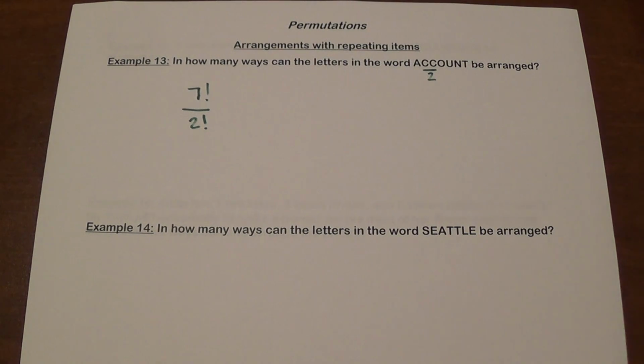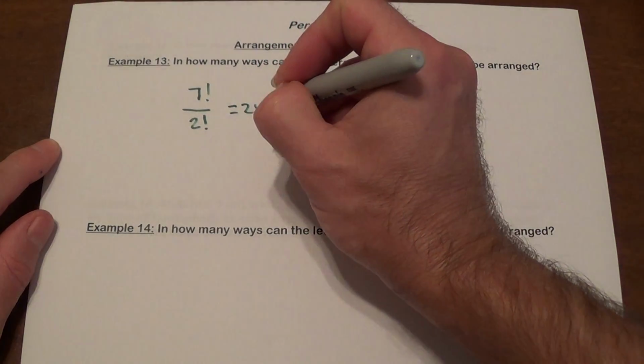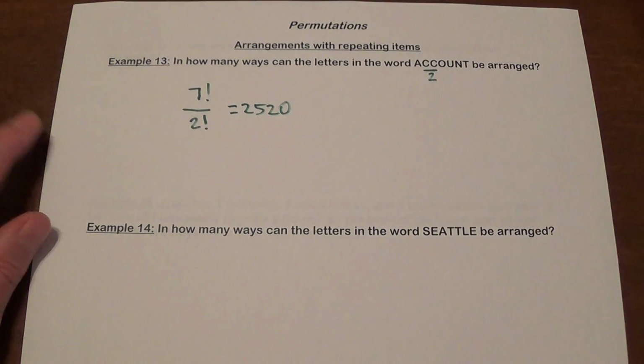Okay, so what we're going to do now is we're going to take 7 factorial divided by 2 factorial, and that's going to give us 2,520. Okay.